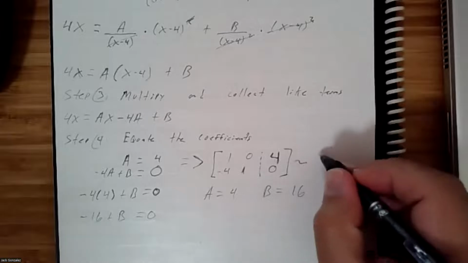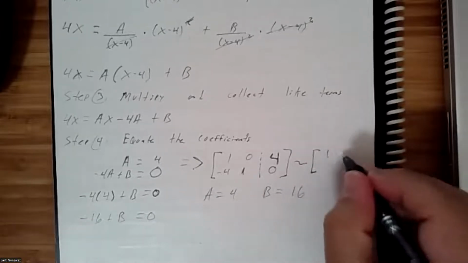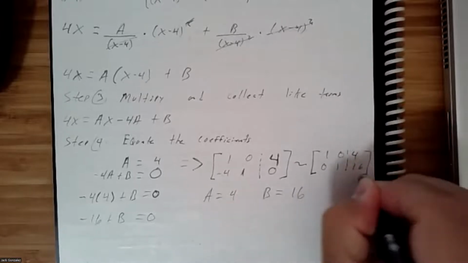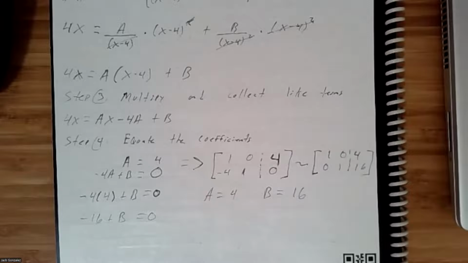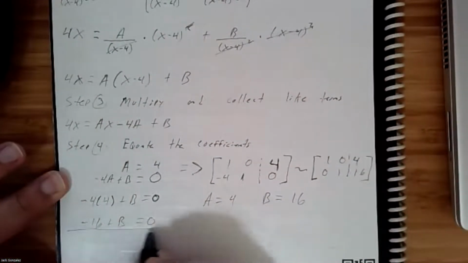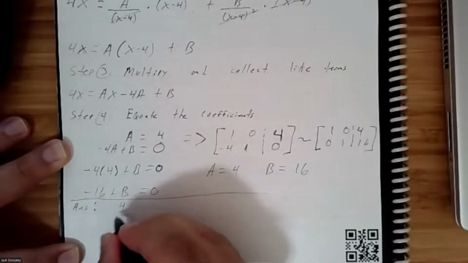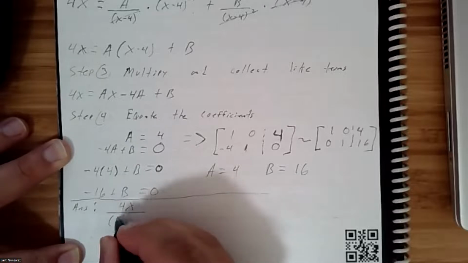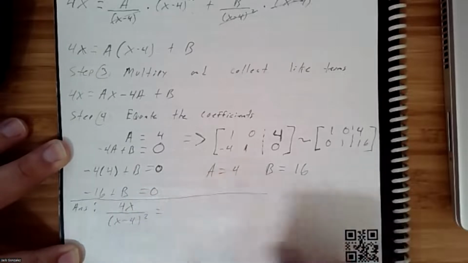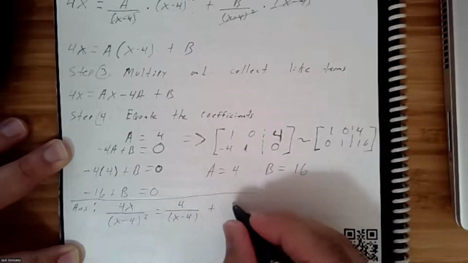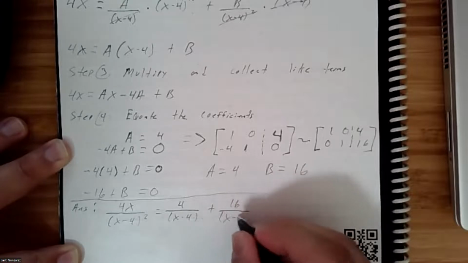If you use your calculator or an online solver, you would get 1, 0, 4, 0, 1, 16. Okay. So then you just plug that into here, to the top. So the answer will be, right, 4x over x minus 4 equal to 4 over x minus 4 plus 16 over x minus 4 squared.